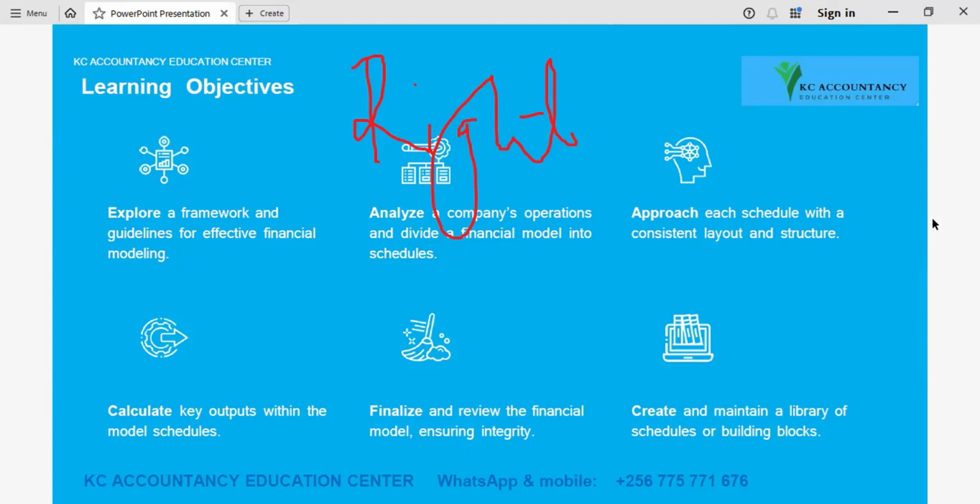The other objective is we shall be able to build separate schedules for both perpetuity methods and the multiple methods for calculating the terminal value, and discuss the common errors related to timing.